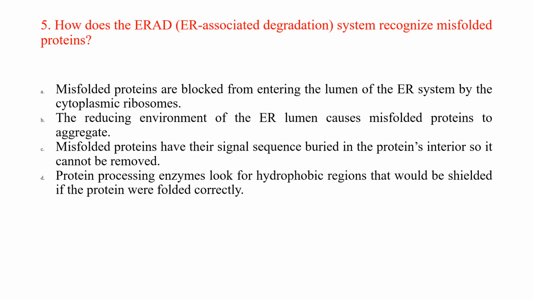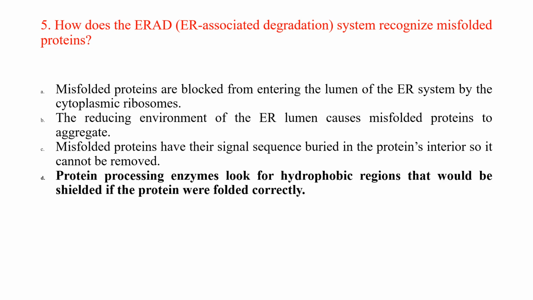Number 5. How does the ERAD, or ER-associated degradation system, recognize misfolded proteins? A, misfolded proteins are blocked from entering the lumen of the ER system by the cytoplasmic ribosomes. B, the reducing environment of the ER lumen causes misfolded proteins to aggregate. C, misfolded proteins have their signal sequence buried in the protein's interior, so it can't be removed. Or D, protein processing enzymes look for hydrophobic regions that will be shielded if the protein were folded correctly.